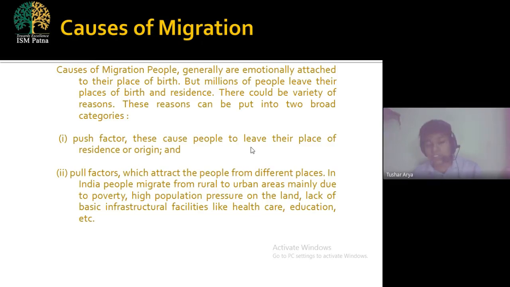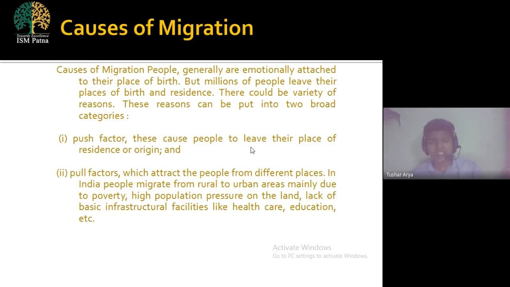If we are talking about the basic amenities, the housing facilities, drinking water, sanitation, disposal of waste, these facilities were not provided at that place. So for these reasons, he has changed his place of residence or origin. So these come under the push factor.